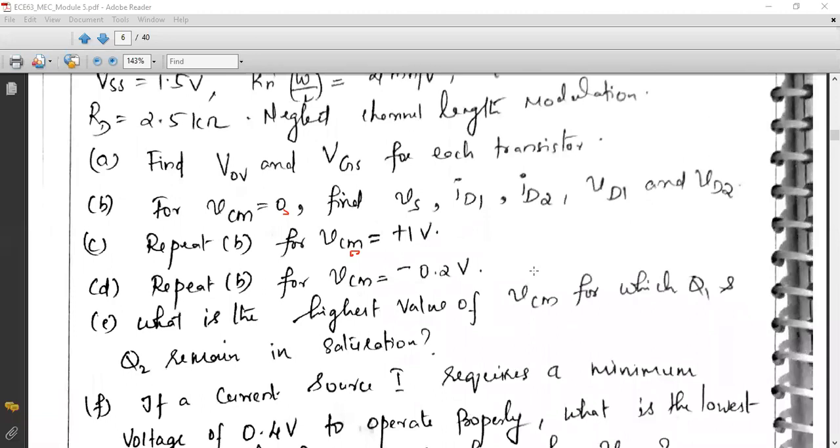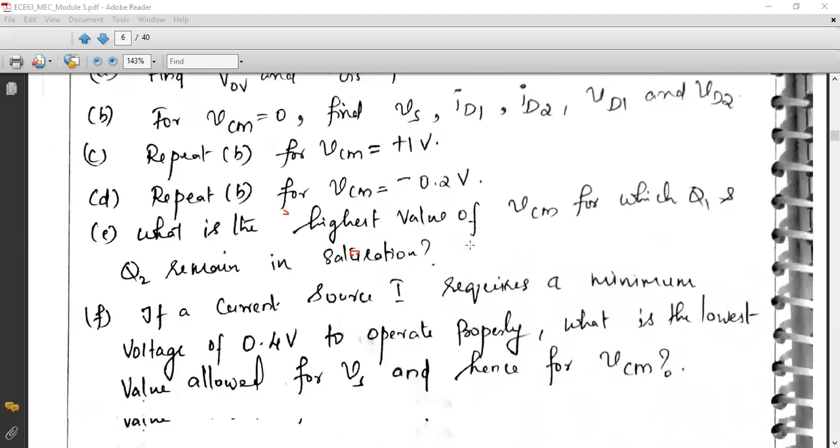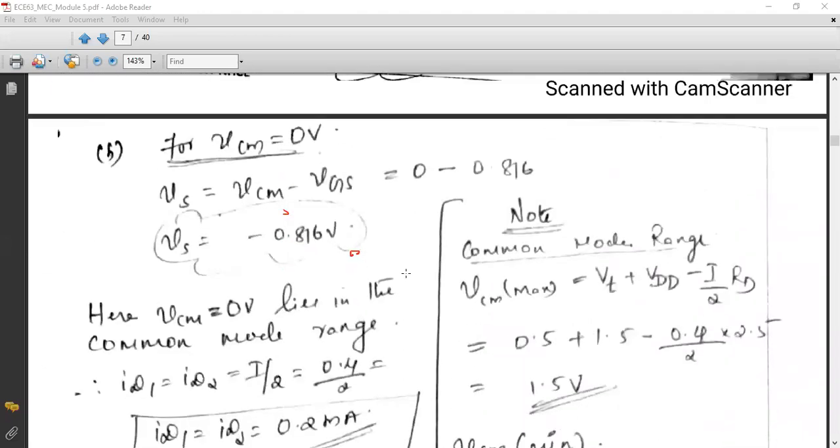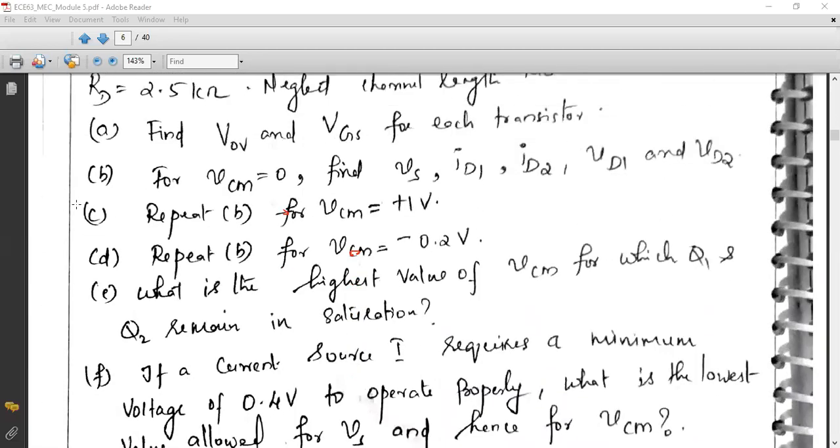Yes, please let me know the answer for Vs. Yes, Vs is negative 0.816 volt. Good. Vs is negative 0.816 volt. So that completes the B part. Now coming to C part.